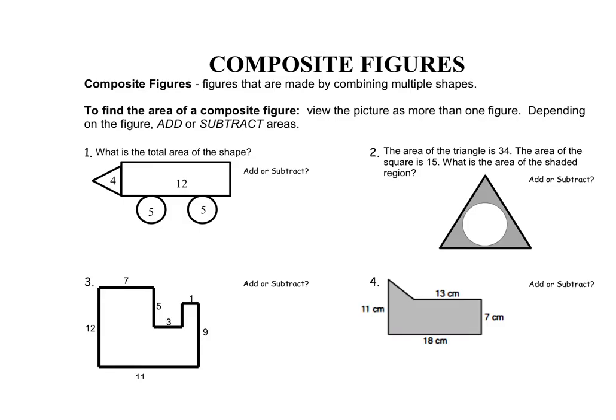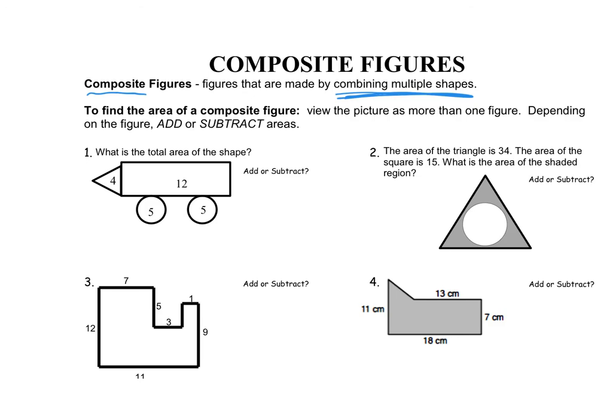So on the back, we're going to start talking about composite figures. The word composite just means multiple. So we're talking about a figure that is made by multiple shapes. On the front side of the notes, we went over how to find the area and perimeter of all those basic shapes. Now we're basically going to find the area and perimeter of different shapes when those are combined together, okay? So let's look at number 1 together.